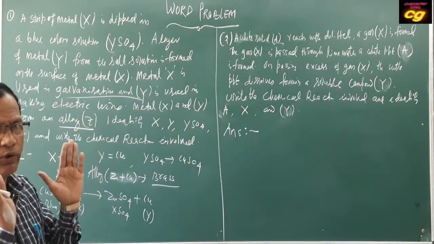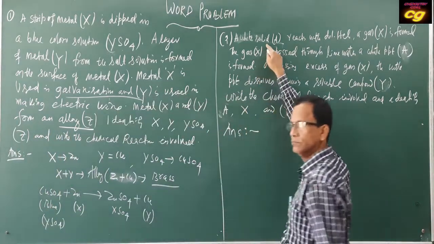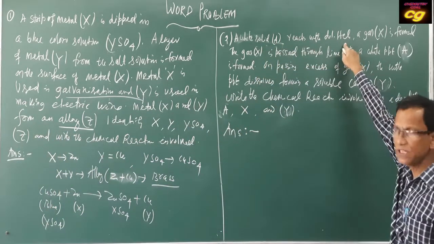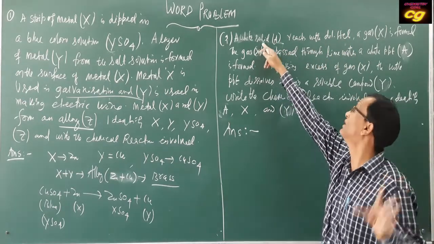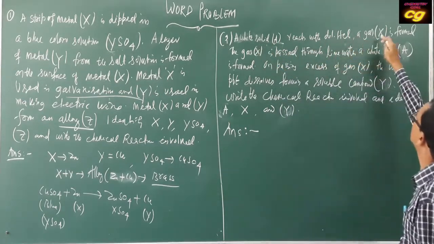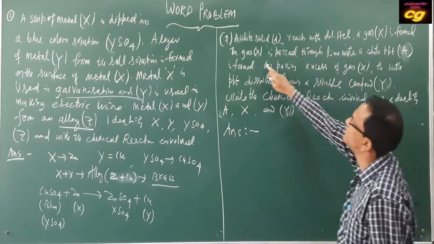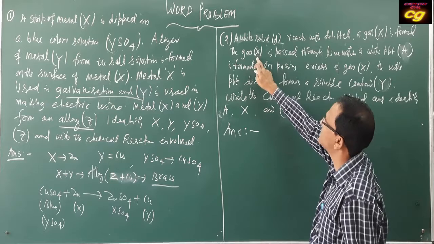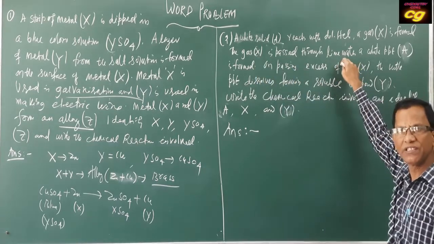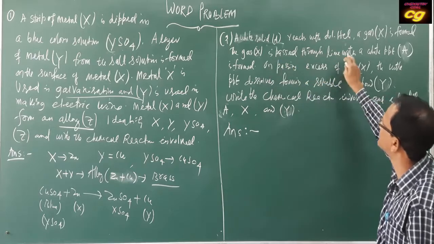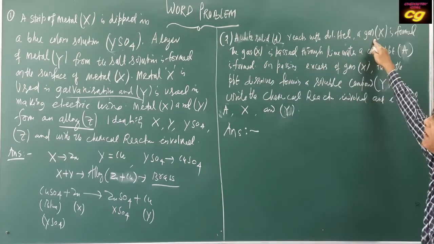So when you are solving the question, you see the hints. White solid reacts with dilute HCl, which means A is a base because it reacts with acid, and a gas X is formed. That X is passed through lime water, which means X is an acidic gas. Lime water is calcium hydroxide. It is reacting with calcium hydroxide, which means it is an acidic gas. Acidic gas generally means it is CO2.